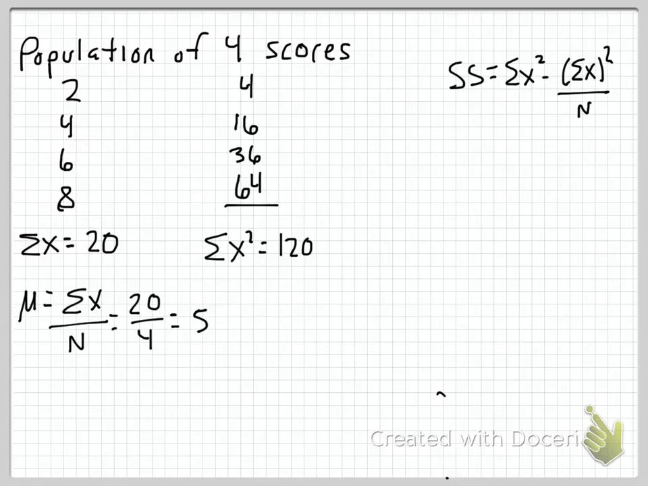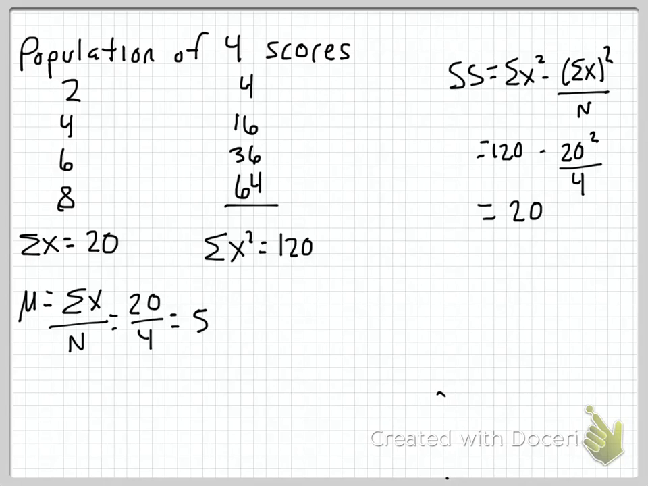So the sum of the squares then is equal to 120 minus 20 squared divided by the n, which is 4. Okay? And that gives you the sum of the squared deviations equal to 20.